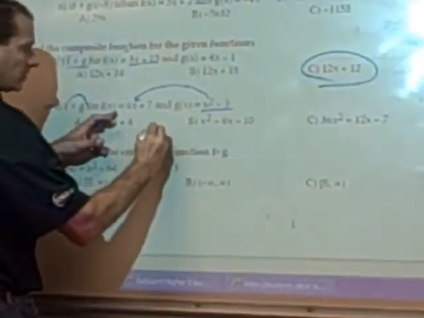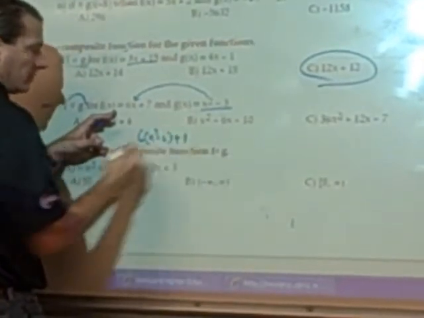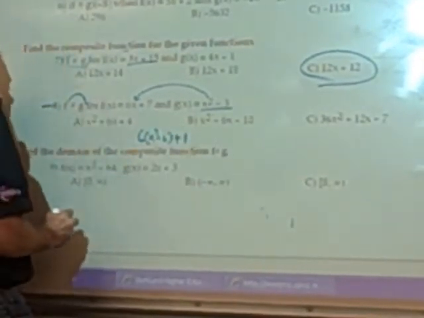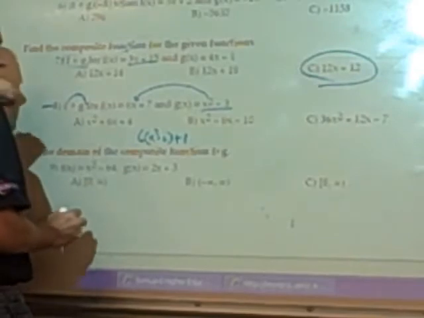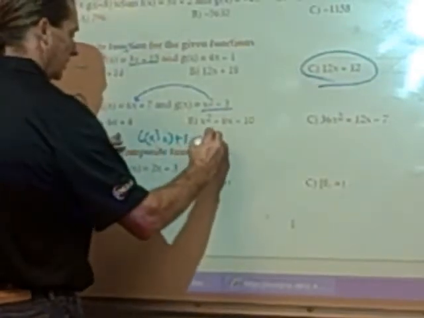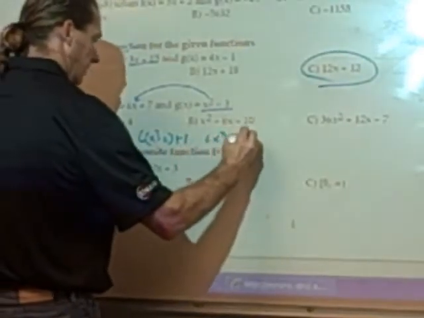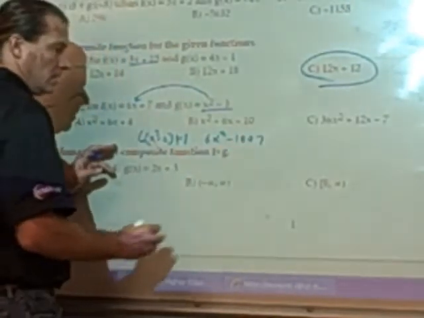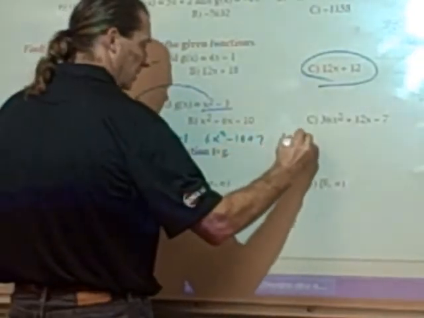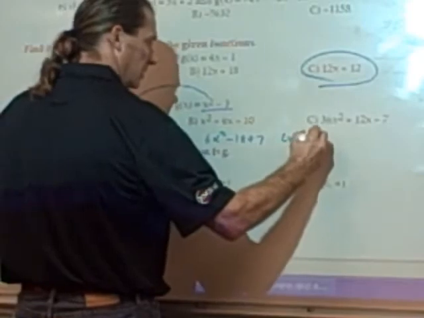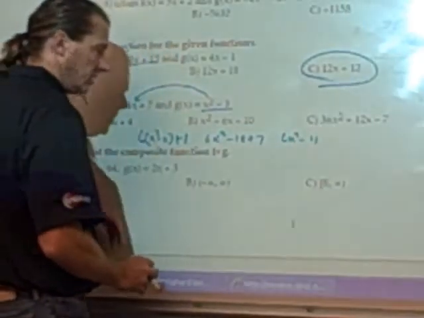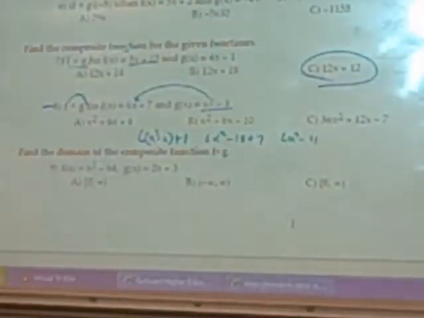6 times x squared minus 3 plus 7. So 6x squared minus 18 plus 7. What is that? 6x squared minus 11. Hopefully it's one of these. That's right. Yeah. Get the calculator out of the way.